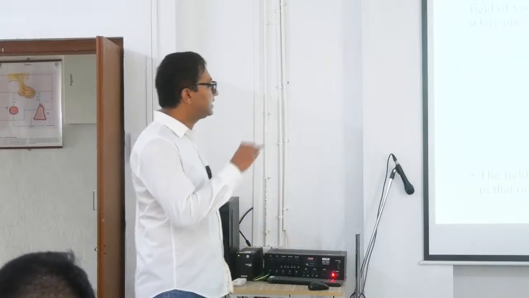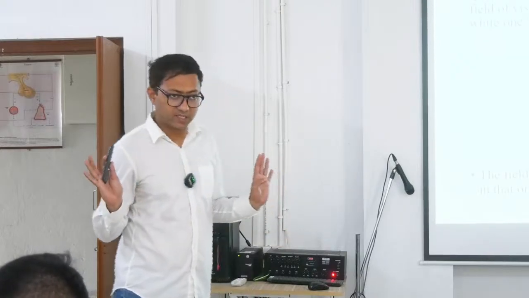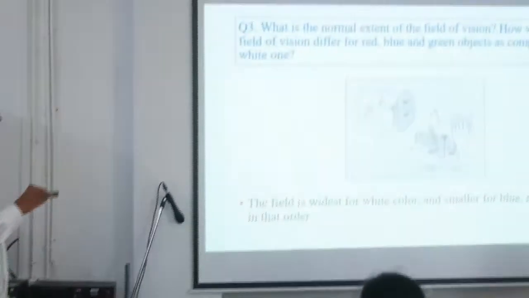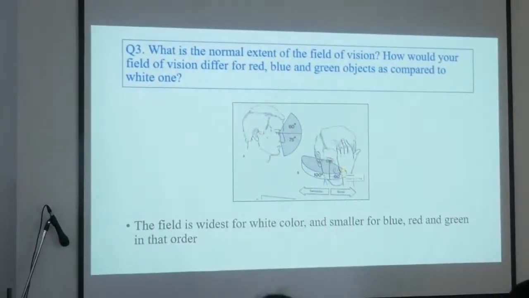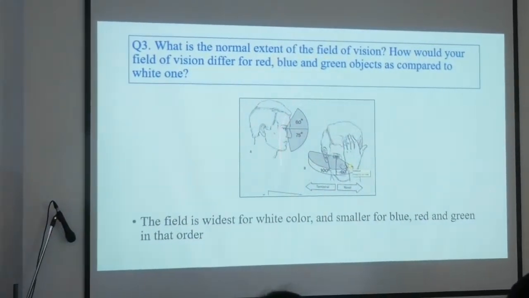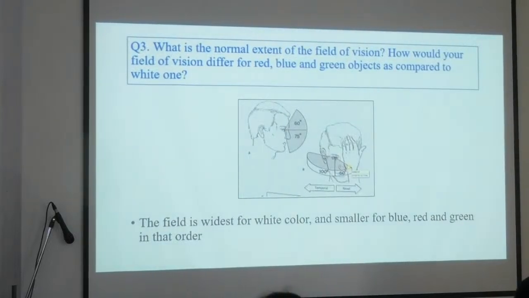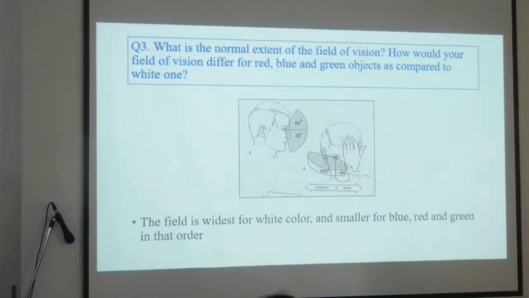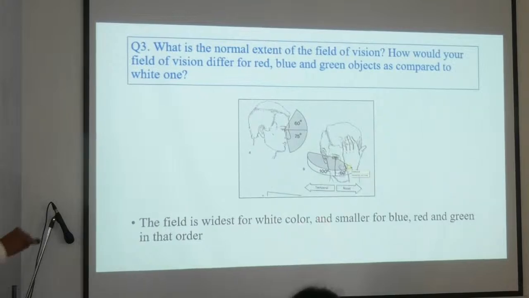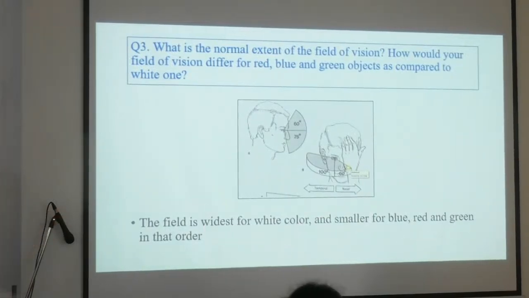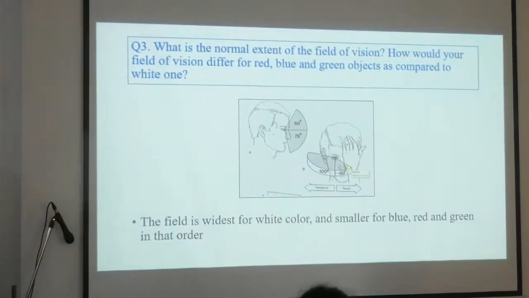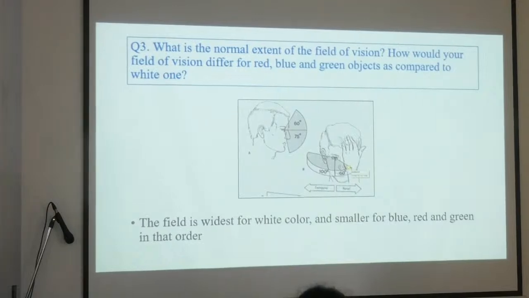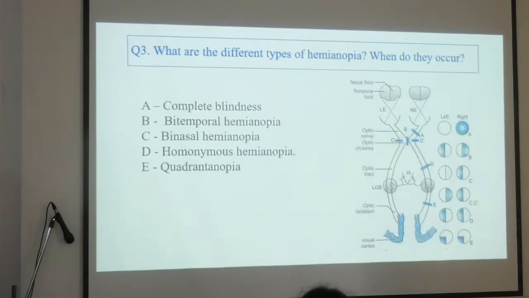So normal extent of field of vision, that has already been discussed. Upside 60 degrees, downside 70 degrees, in the nasal field up to 60 degrees, in the temporal field up to 100 degrees, right? And also mention this, field of vision is widest for white color. Remember the extent of normal field of vision.